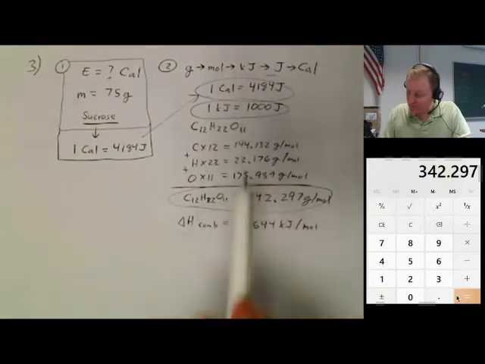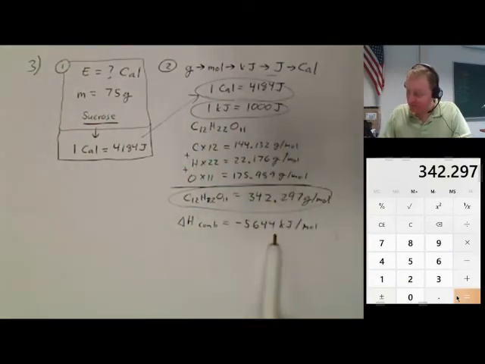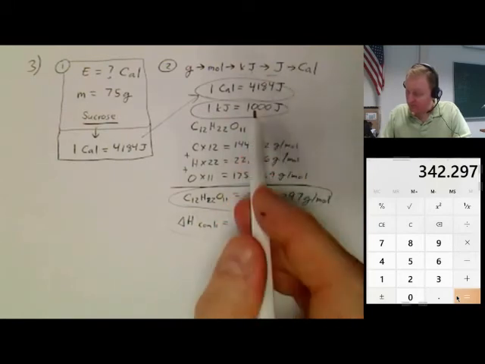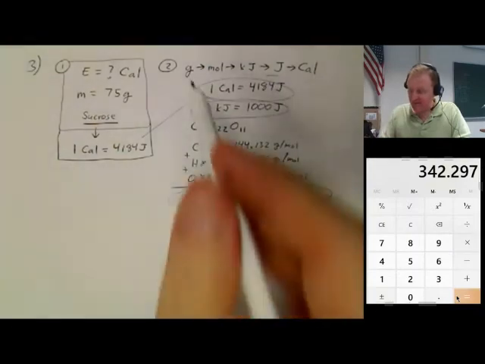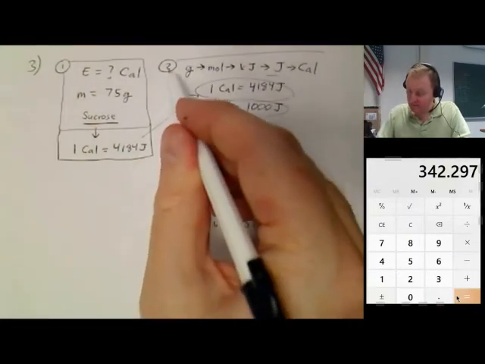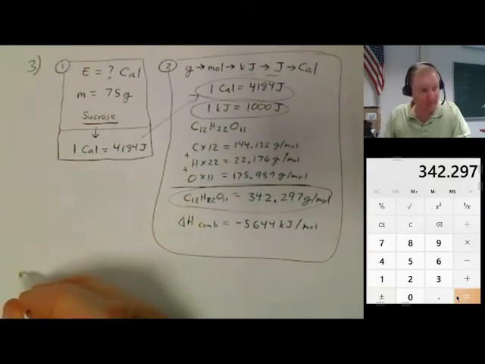So grams to moles, I'm going to use this. Moles to kilojoules, I'm going to use this. Kilojoules to joules, I'm going to use this conversion. And then joules to calories, I'm going to use this conversion. So that's my game plan. It's all set. Everything looks reasonable. So let's give this a try.